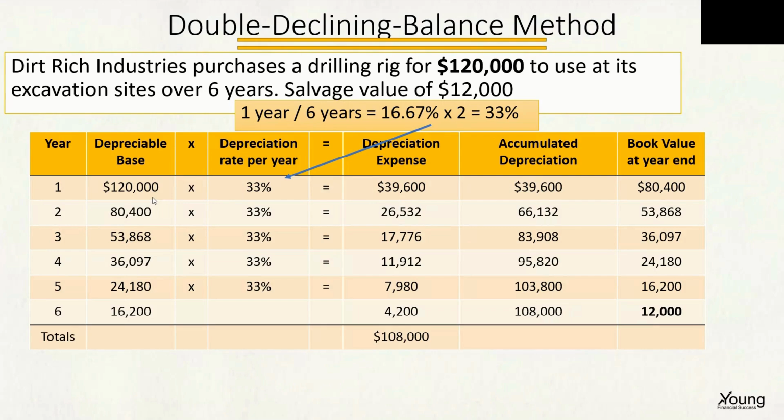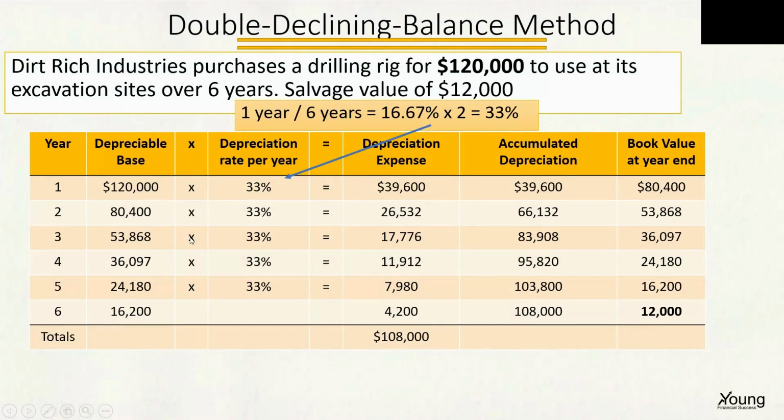We add the second year's depreciation expense to accumulated depreciation. That gives us a total of $66,132 sitting there in that credit contra asset account. So now our book value is 120 minus the 66,132. So our new book value is $53,868. We bring that to the year 3 depreciable amount.